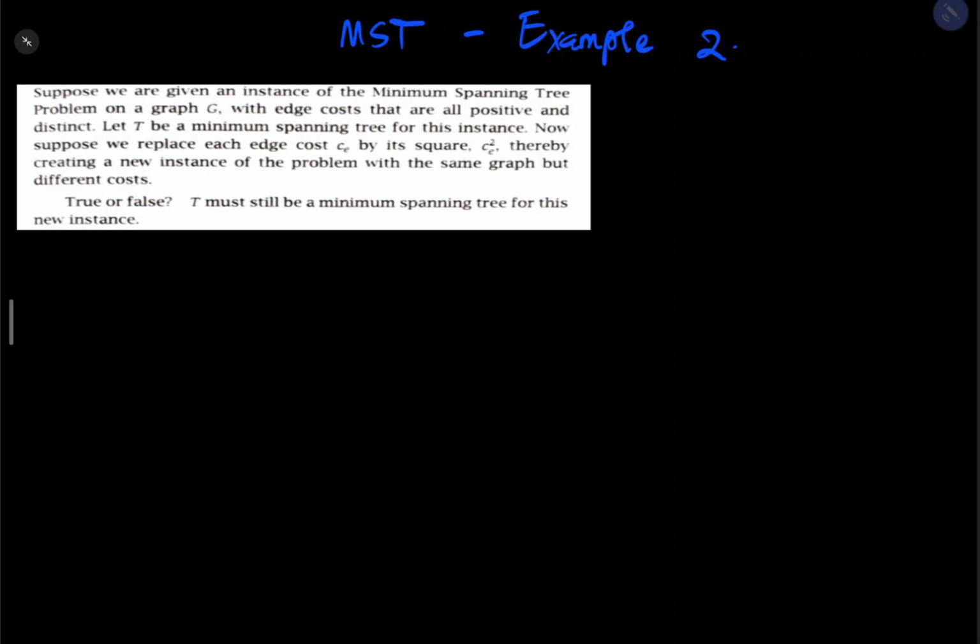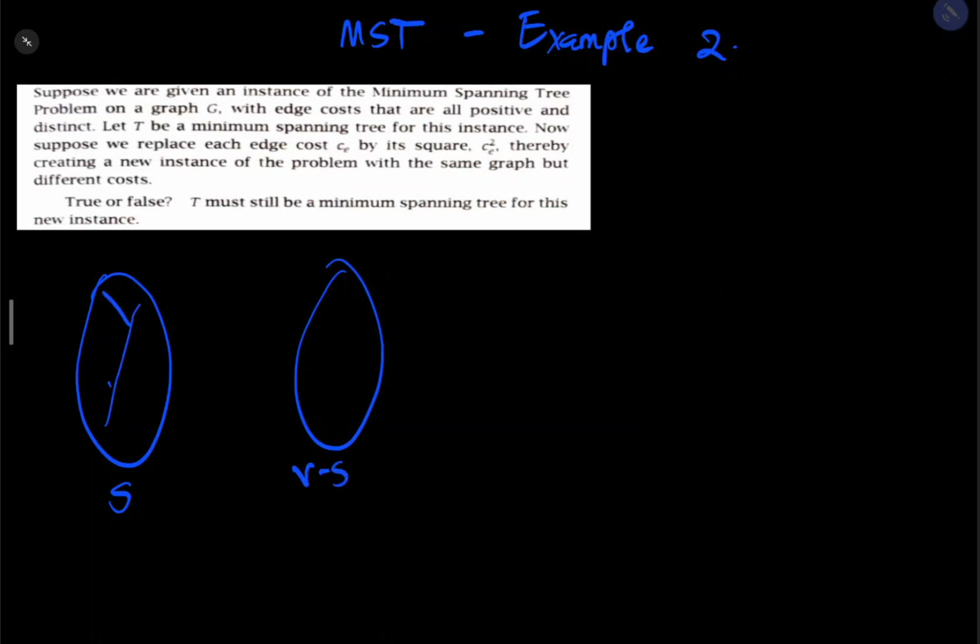Let's start by getting a little illustration. So just illustrate a subset of vertices. Let's call this, as usual, S, and we call this V minus S, and this is just some random connection within. And let's also say that this is our shortest edge. Let's call it E. So the answer for this question is going to be true, and let's explain.